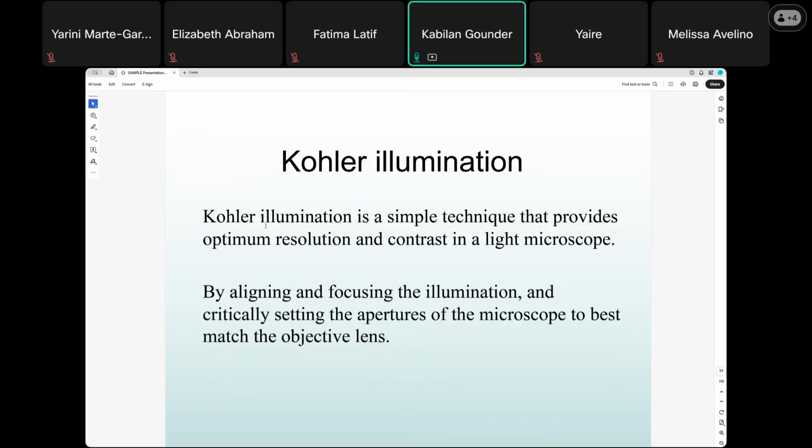As we discussed even last class, for color illumination it is important to adjust the condenser lens and the light source so that you will get brighter images, because it controls the path of light. How we can achieve this is by aligning and focusing the illumination and critically setting the apertures of the microscope to best match the objective lens. That is the goal of this technique.